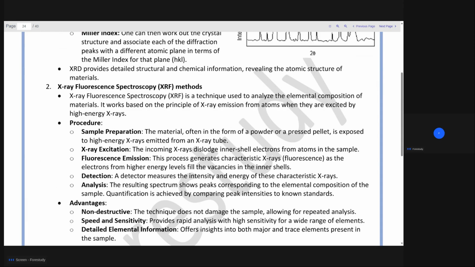X-ray fluorescence is also sometimes called a non-destructive method, because in X-ray fluorescence we can give either a powdered sample, or a pressed pellet, or even a chip.